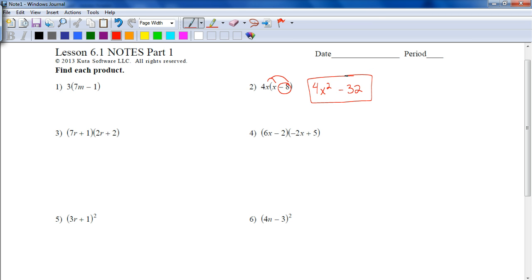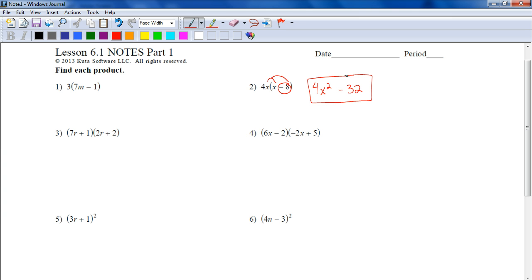Now let's look at another one. Let's look at this next example for number 3 here. It says 7r plus 1 times 2r plus 2. Now there's two ways we can approach this type of problem. I'm going to show you one way with this first example, then I'm going to get to the next example. I'm going to show you a different method.